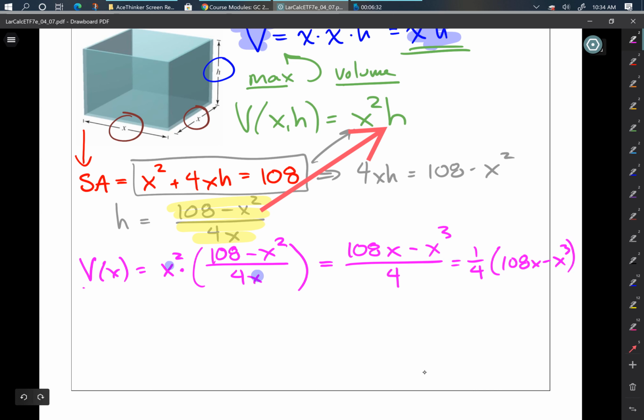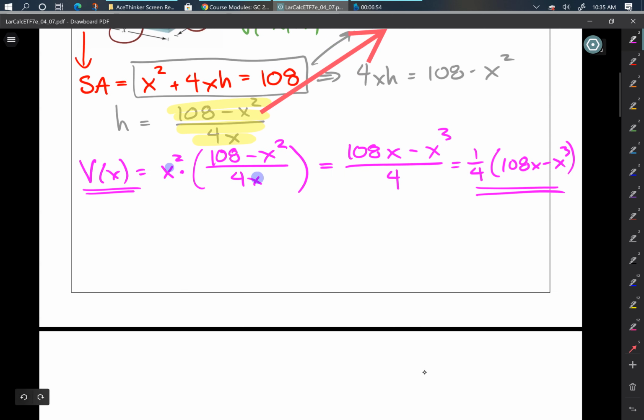Okay? And then what do we need to do? We need to maximize this function. And how do you maximize a function? Well, we're going to take a derivative, find critical numbers, and check those critical numbers to see if they are a max or a min by using the first derivative test, looking at the increasing and decreasing nature to the left and right of those critical numbers. So first things first, I need critical numbers. But to get critical numbers, I need v prime, the first derivative.